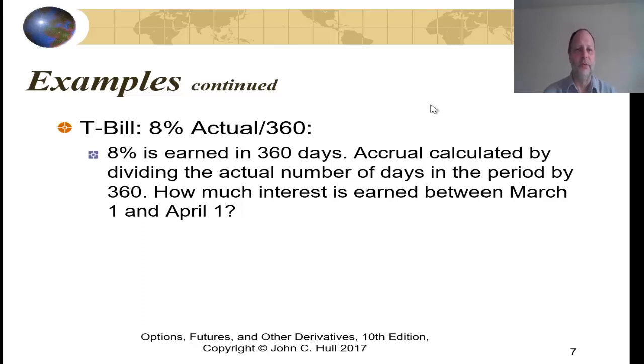The third example is T-bills, which would use the actual number of days on the top over 360 days on the bottom. And again, you would be asked under this circumstance how much interest is earned between March 1st and April 1st.